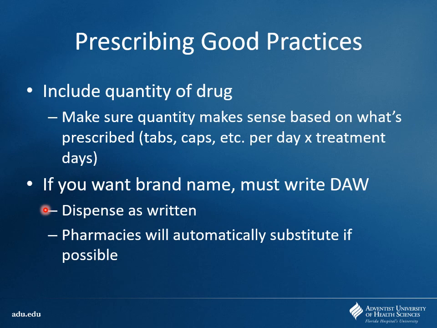If you remember back to our pharmacodynamics class, the intro to pharm class, they have to prove bioequivalence. They have to show that the generics are just as good as the brands. Otherwise, they can't market themselves as a generic. So again, this is more of a cost issue for the patient as well. It's usually cheaper to get the generics. So if you want the brand name, just write DAW and they'll get the brand.